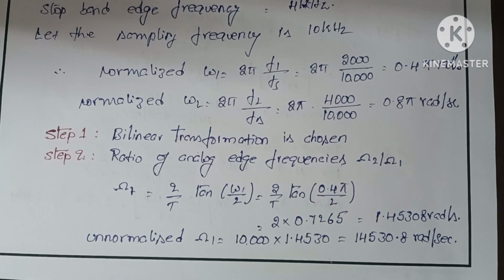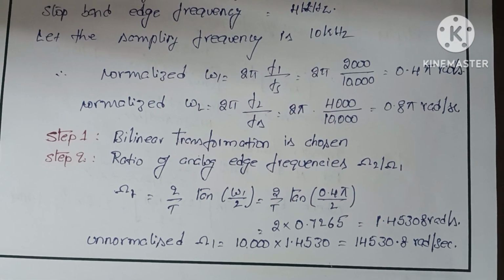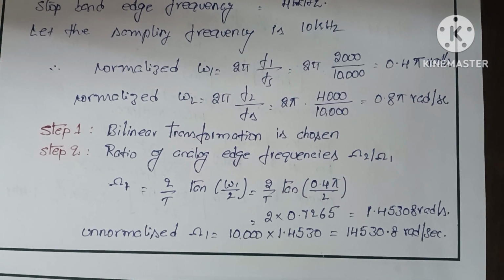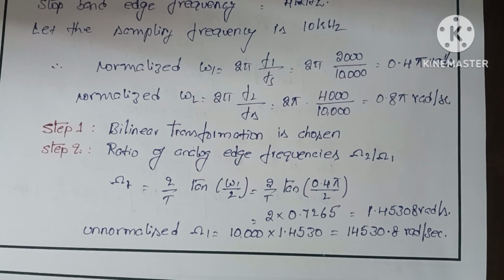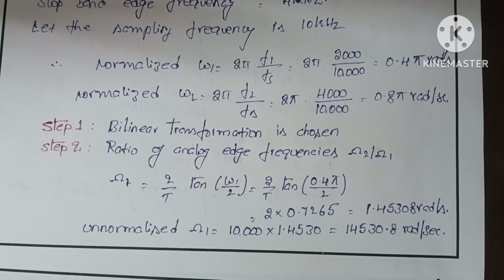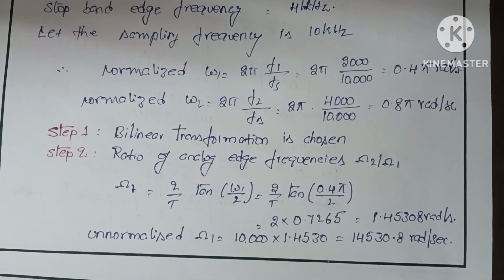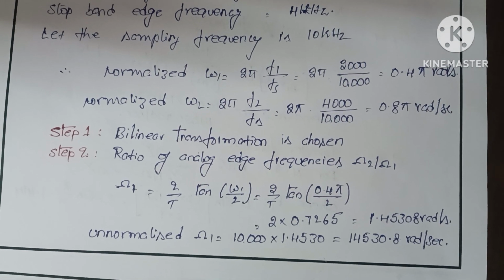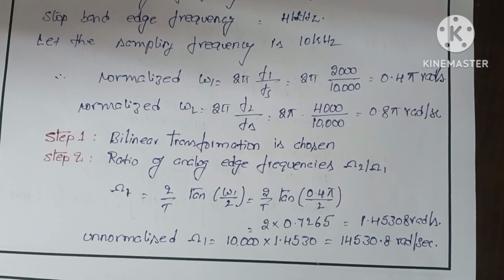As all of you know, the formula for omega 1 is 2 by T tan omega 1 by 2, which is equal to 2 by T tan 0.4 pi by 2. Let us assume T equal to 1 second, so that you will be getting 1.45308 radians per second. As all of you know, this is the normalized value. If you want to have an unnormalized value, let us multiply the above value with 10,000.